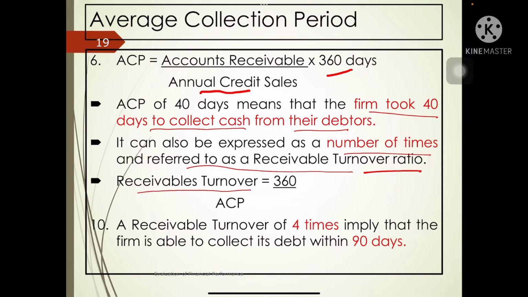For receivable turnover, we take 360 days and divide by the ACP, average collection period. If the answer is 4 times, it implies that the firm is able to collect its debt within 90 days. So how to get the 90 days is actually 360 divided by 4 equals 90 days. Or if we divide 360 by 90, we get 4 times.